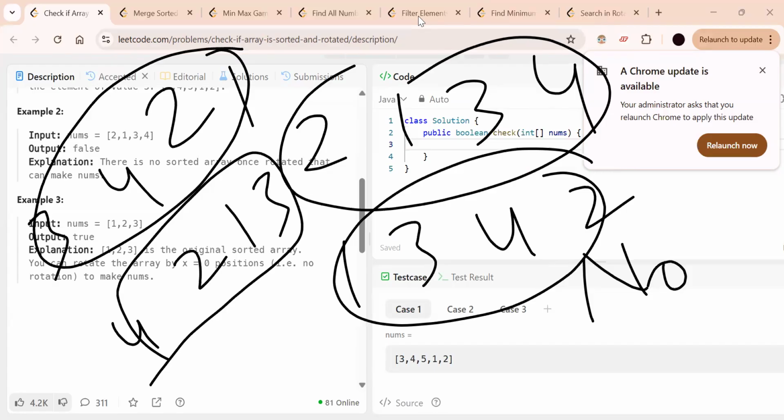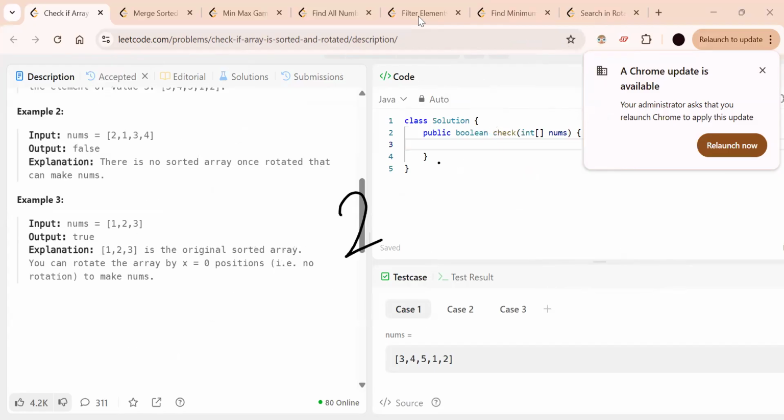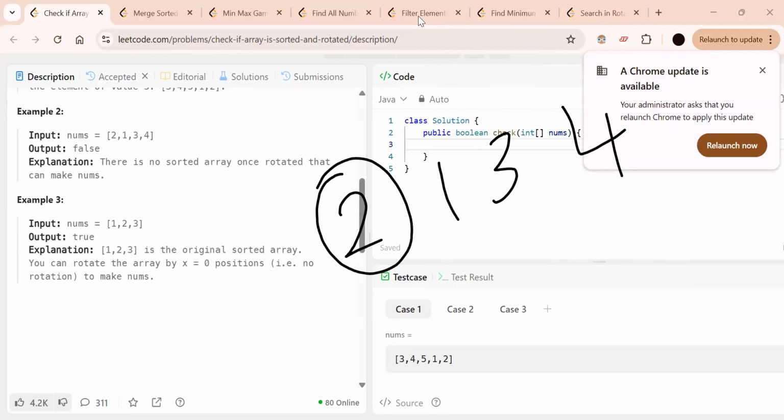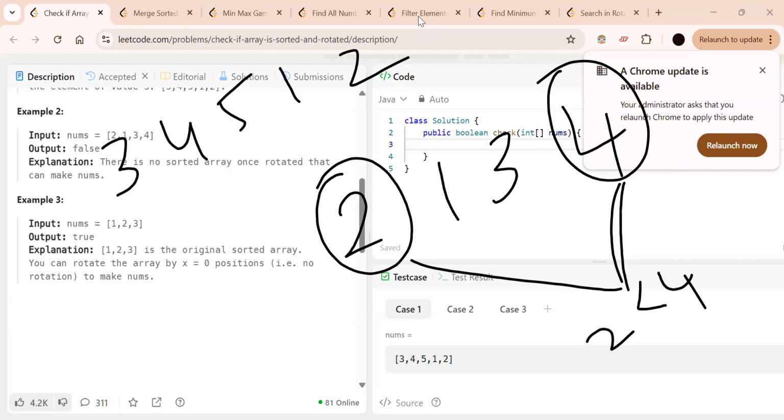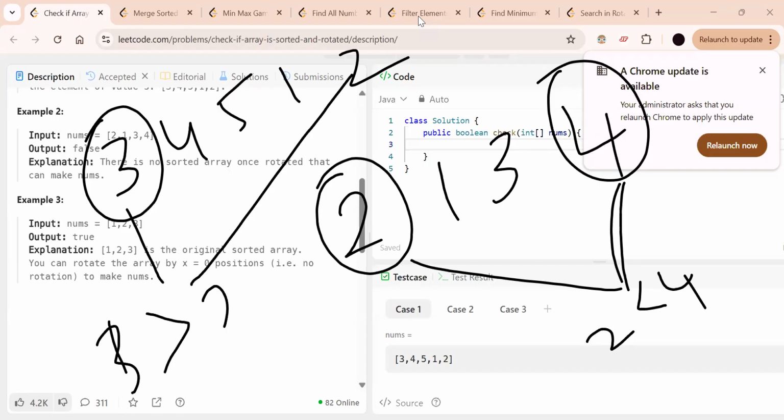Yes, there is one place which we still need to check. In the original array, 2, 1, 3, 4. If you observe this and this, 2 is less than 4. But if you observe the original proper array, let's say 3, 4, 5, 1, 2, the first value 3 is greater than 2.